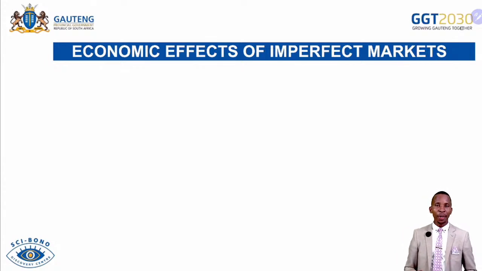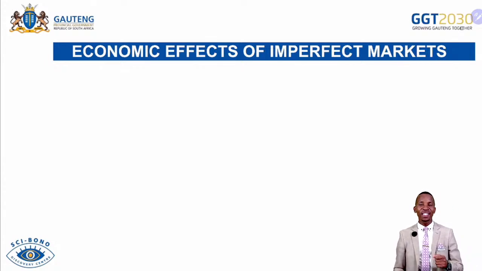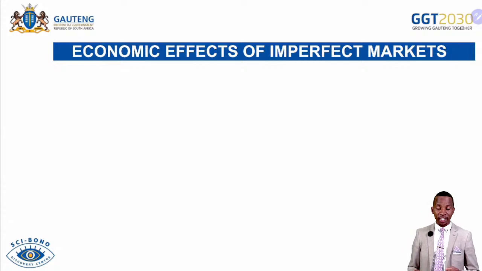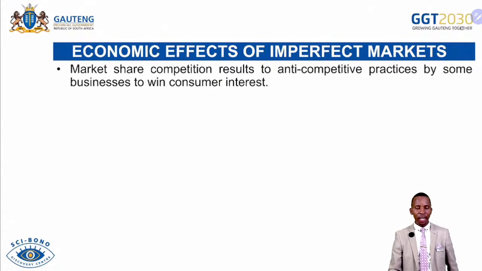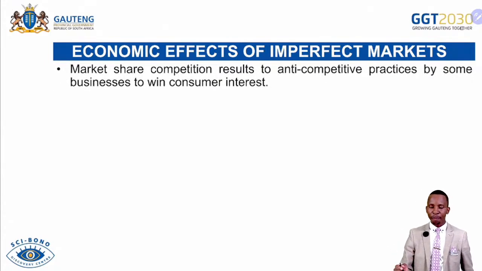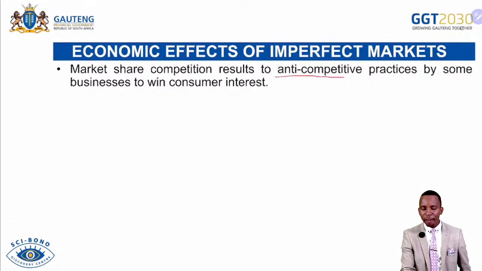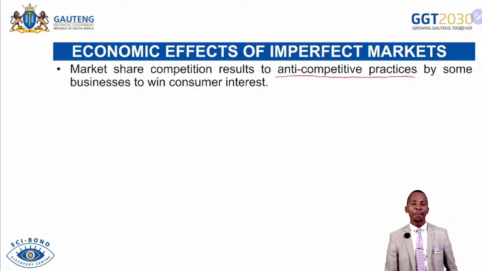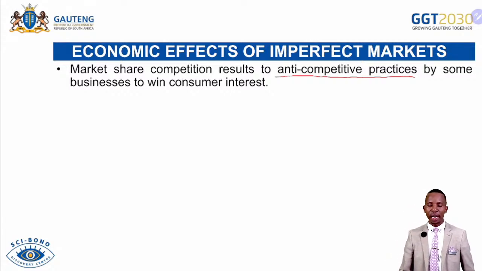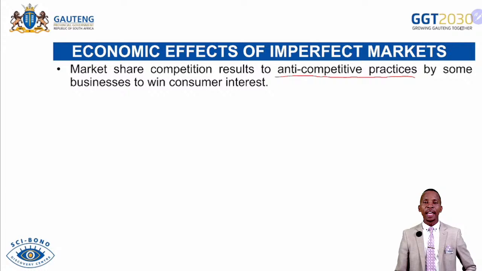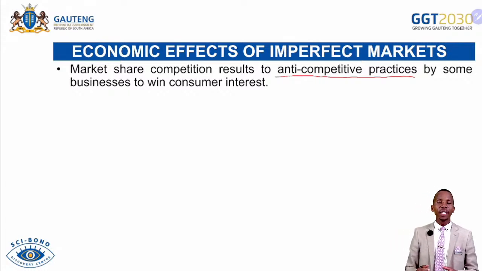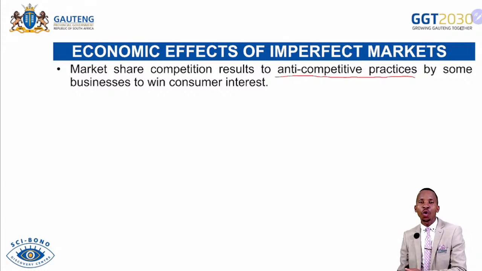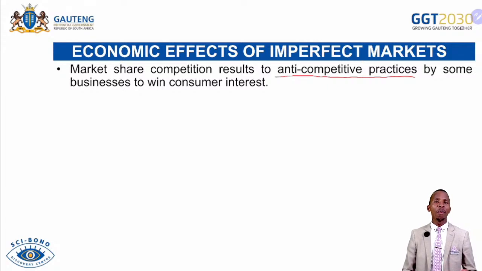What about the economy? How do imperfect market structures affect the economy negatively? Market share competition results in anti-competitive practices. If firms are competing over consumers, they end up applying anti-competitive strategies or practices that will help them get more consumers over their competitors. At times, they become unethical.